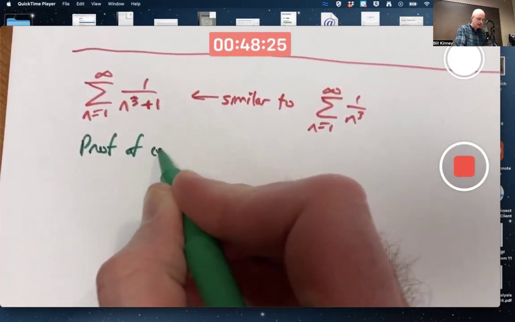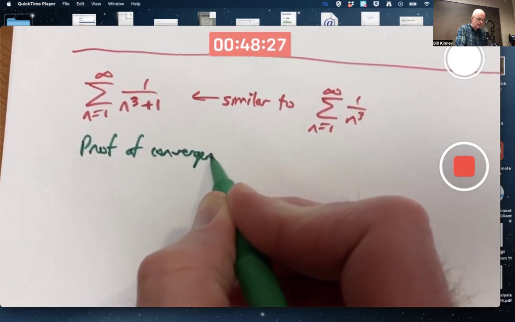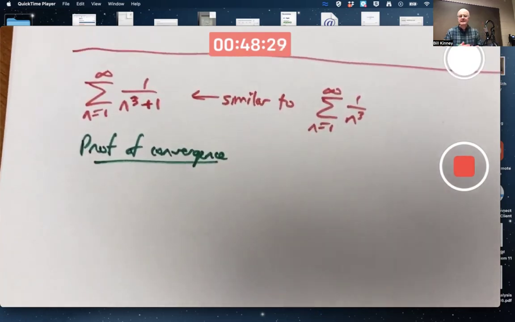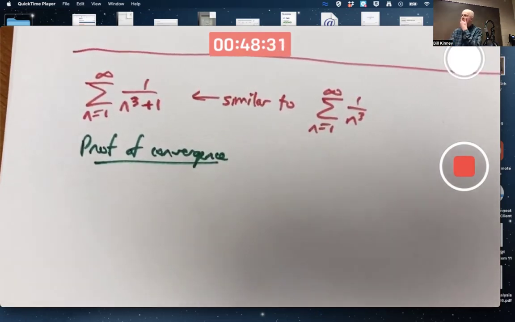What's the proof of convergence? We think it probably converges because it's similar to this one. But how do we know for sure with a rigorous argument that it converges? You technically need the comparison test for series.